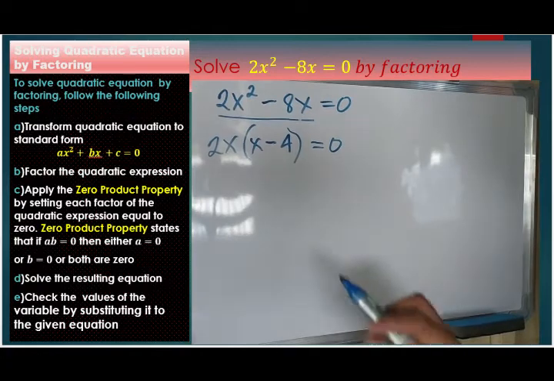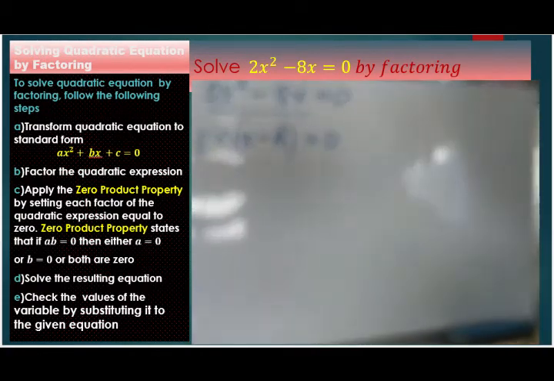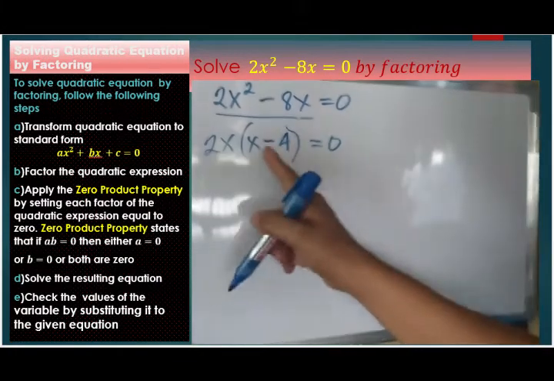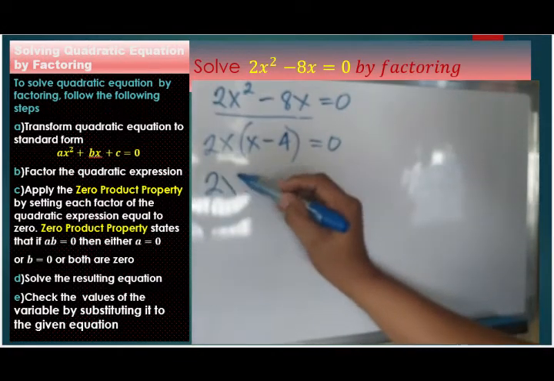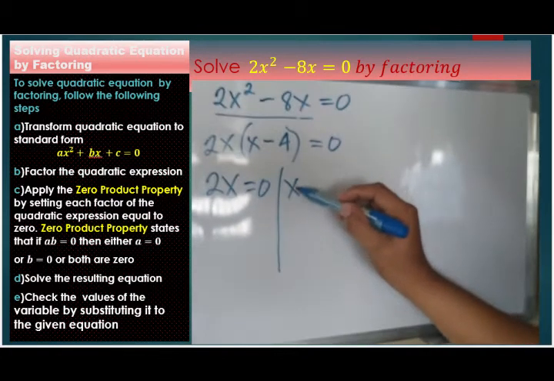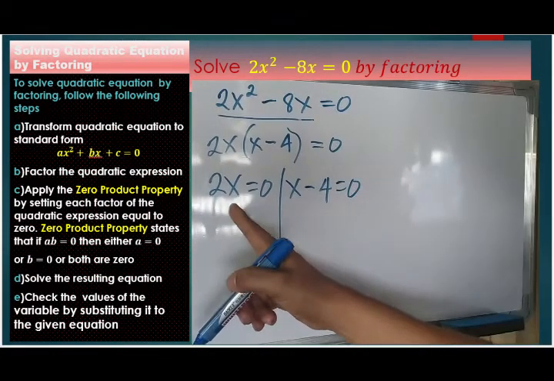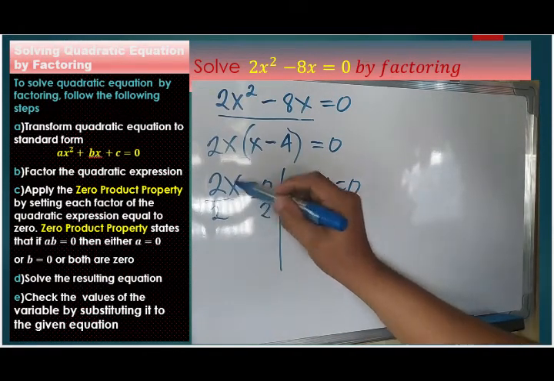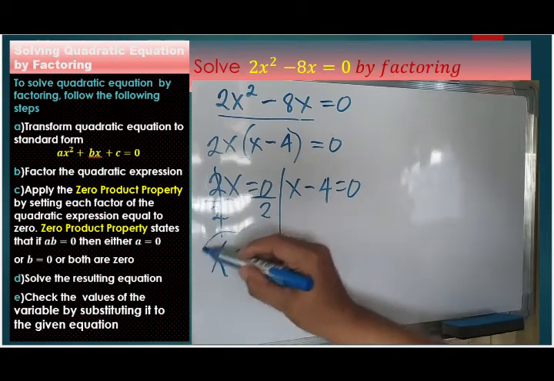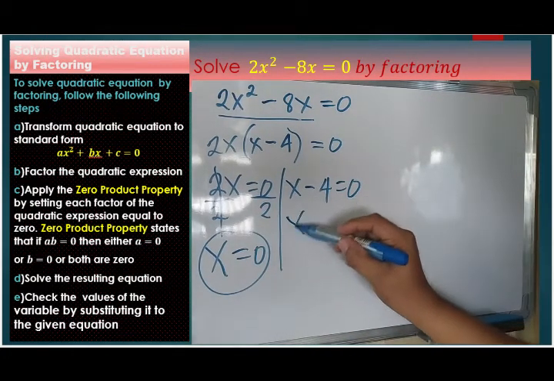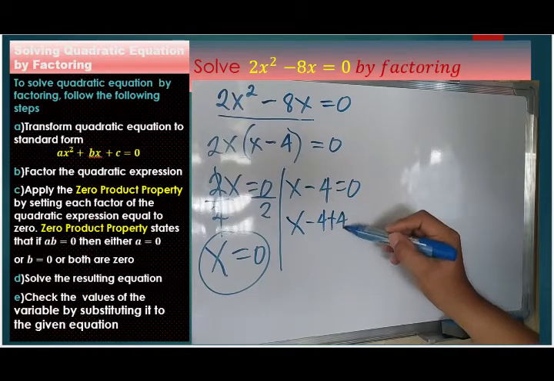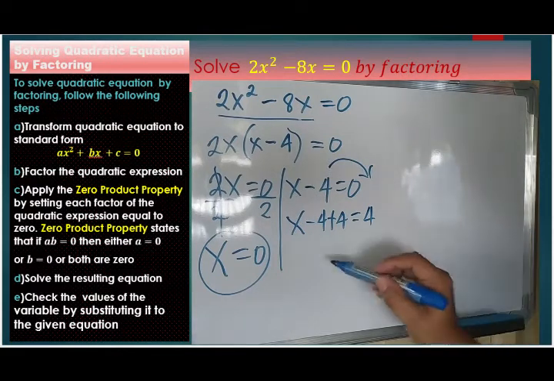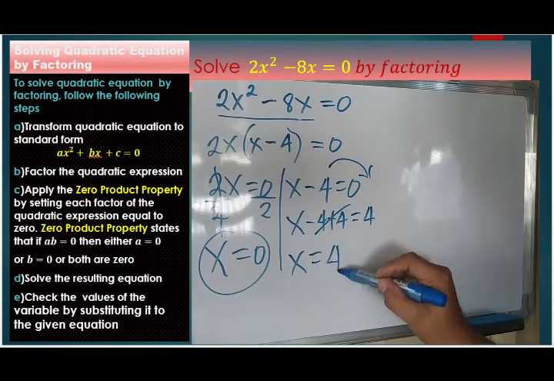So you now have two factors. Then after that, you are going to apply the zero product property, setting both factors to 0. We now have 2x is equal to 0, and then x minus 4 is equal to 0. And then solve the resulting equations. We divide this by 2. You now have x which is equal to 0. And for this one, x minus 4, add 4 to the other side. Simply, you can say transpose. So you now have x is equal to positive 4.